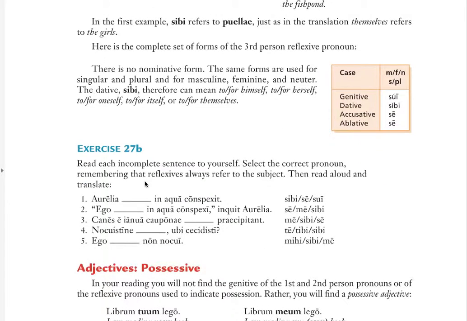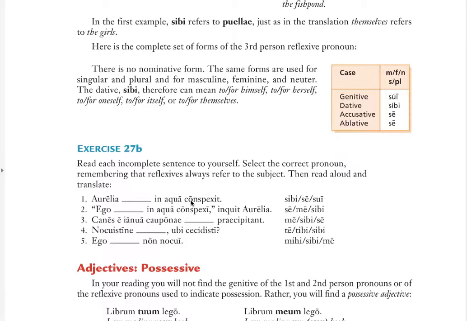Now let's have a look at 27B. There's only five, so I'm just going to do the first one. Well, maybe the first two. Let's just make sure that it's okay. So read each incomplete sentence, select the correct pronoun, remembering that reflexives always refer to the subject, then read aloud and translate. So here the subject is Aurelia. Aurelia is doing something, most likely to herself, and here she has caught sight of, she has seen, herself in the water.